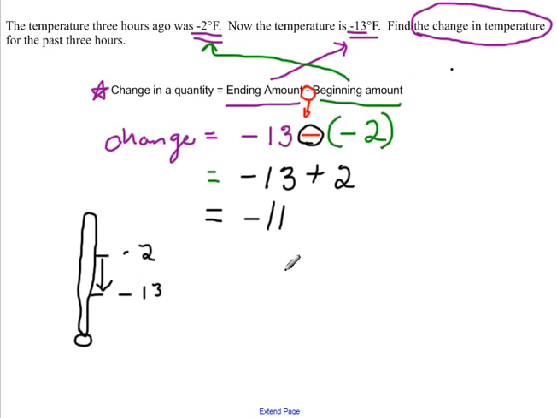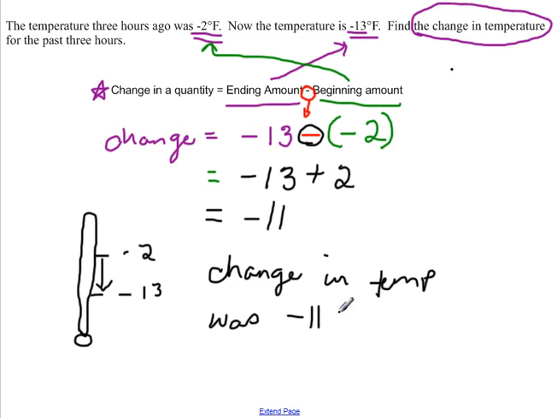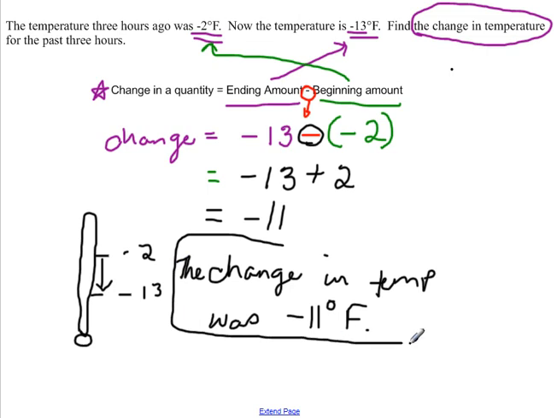So be sure that you answer the question clearly. So how we're going to answer our final question, we want to respond in a sentence. So the change in temperature was negative 11, and negative 11, what was it? Negative 11 feet, negative 11 miles? No, it was negative 11 degrees Fahrenheit. That was the information for the other temperatures that were given in the problem. So that's how, and let me start off with the word "the" here. So the change in temperature was negative 11 degrees Fahrenheit. So that's how we would want our final answer to look for this problem.